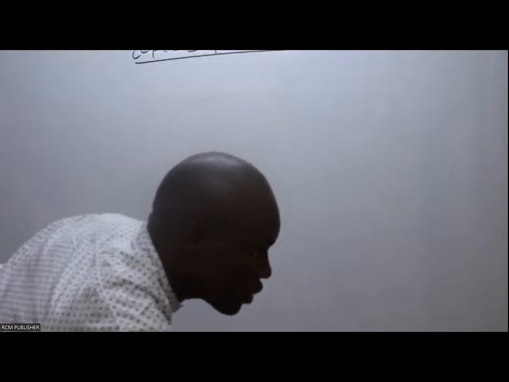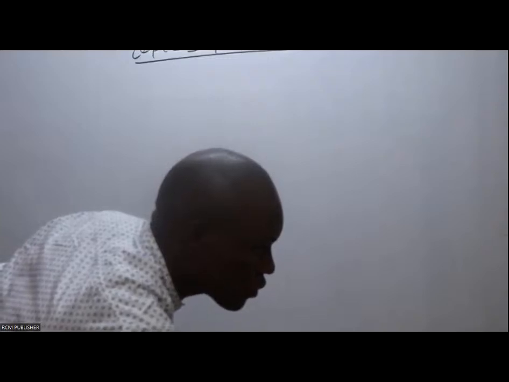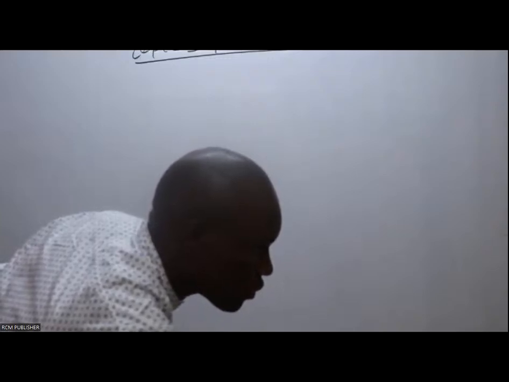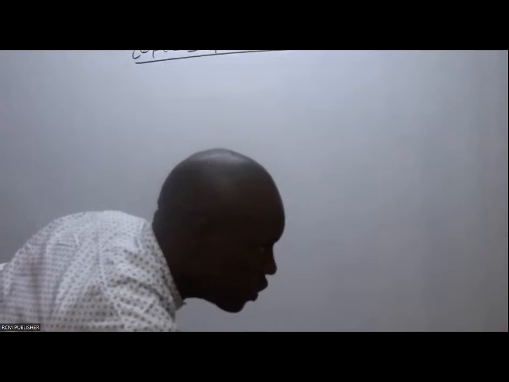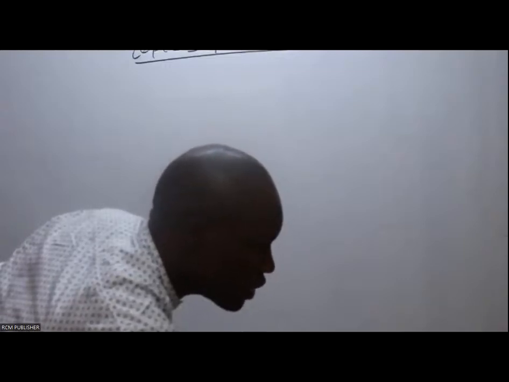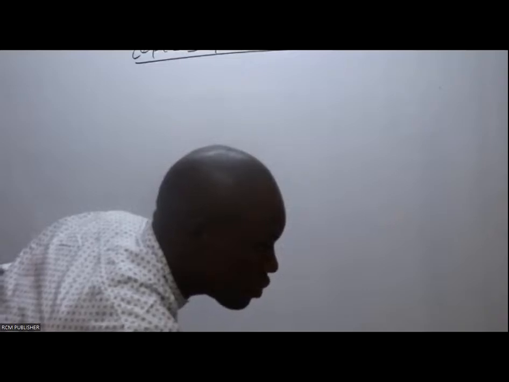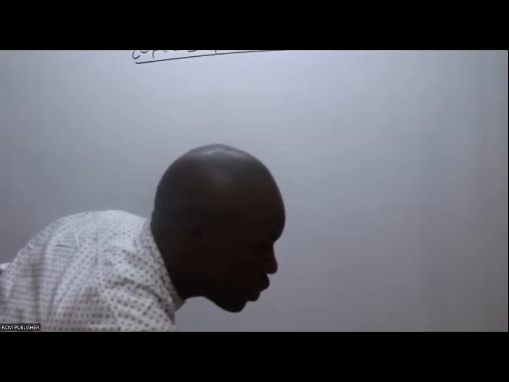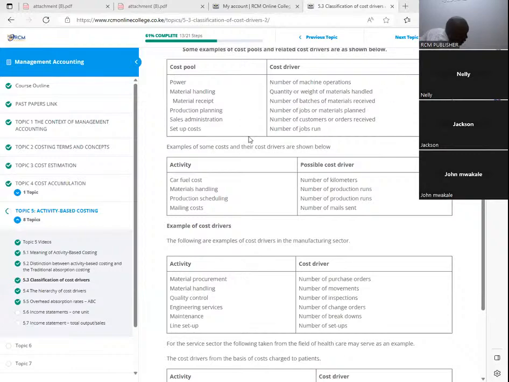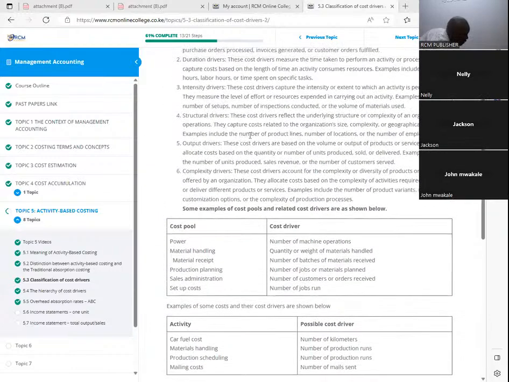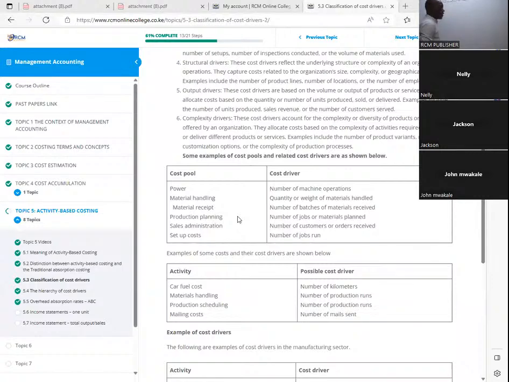Activity-based costing. This is what you need to know, which we discussed last week. This is what we discussed, which you need to understand. If you look at this one here, remember what you are given? You are given the cost, the overheads. You are given the overheads here.